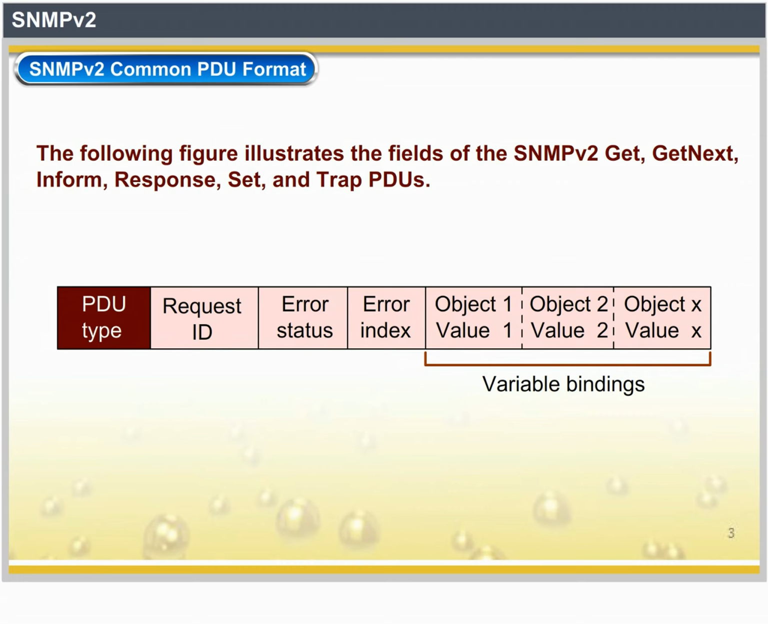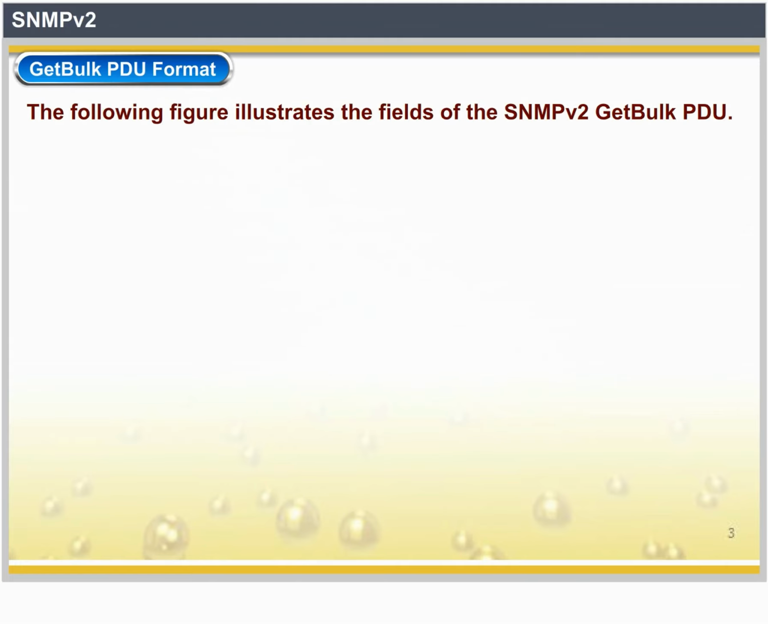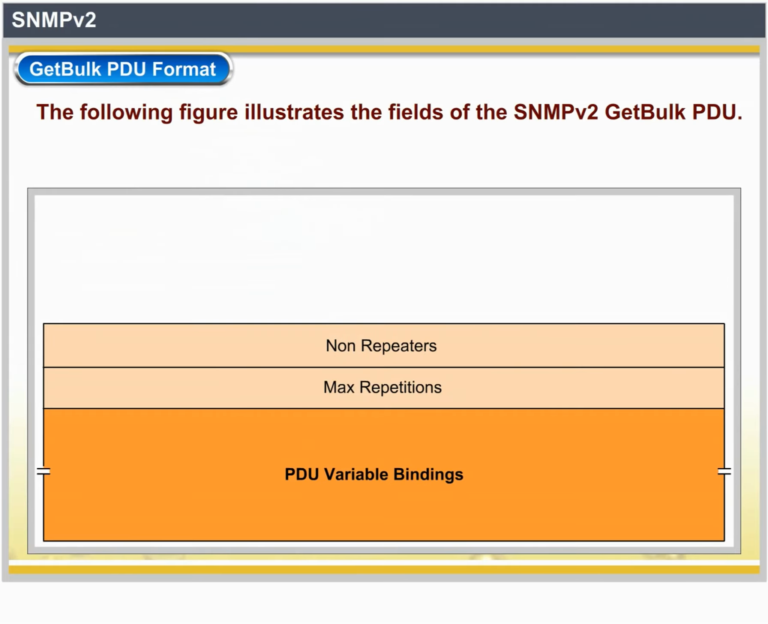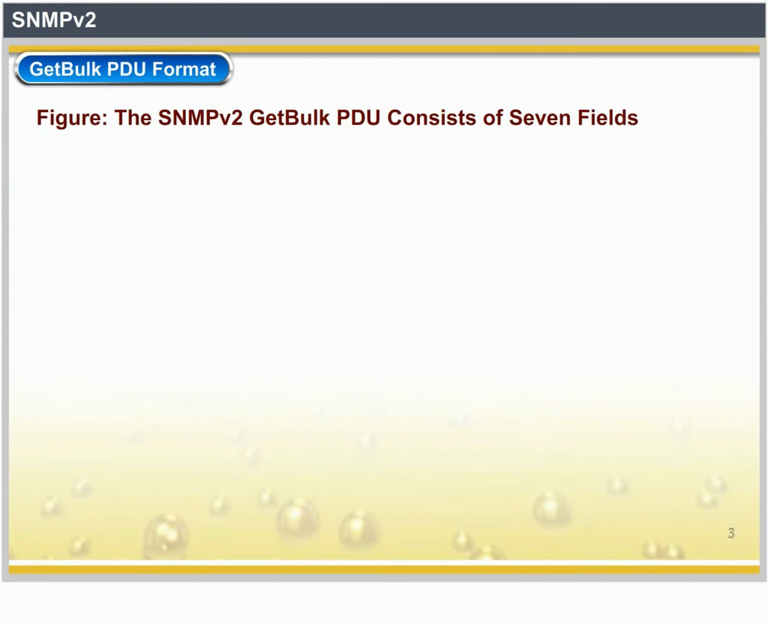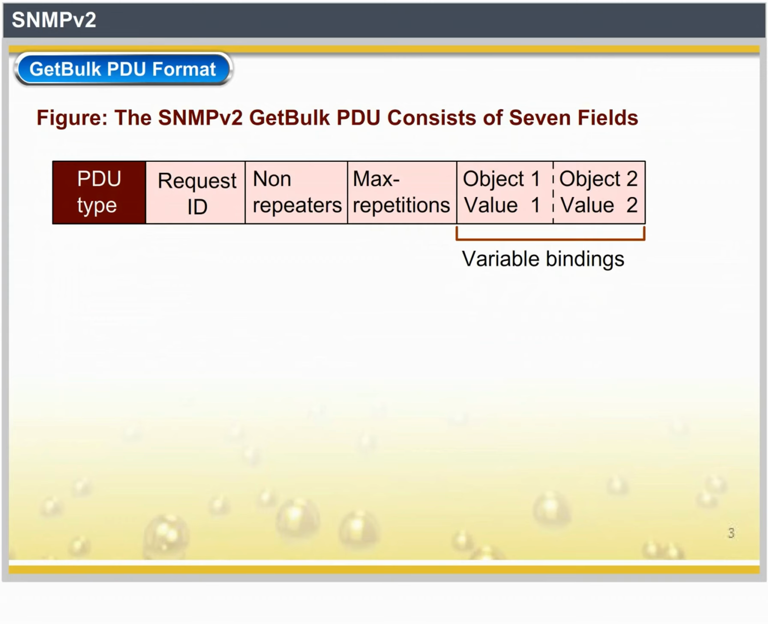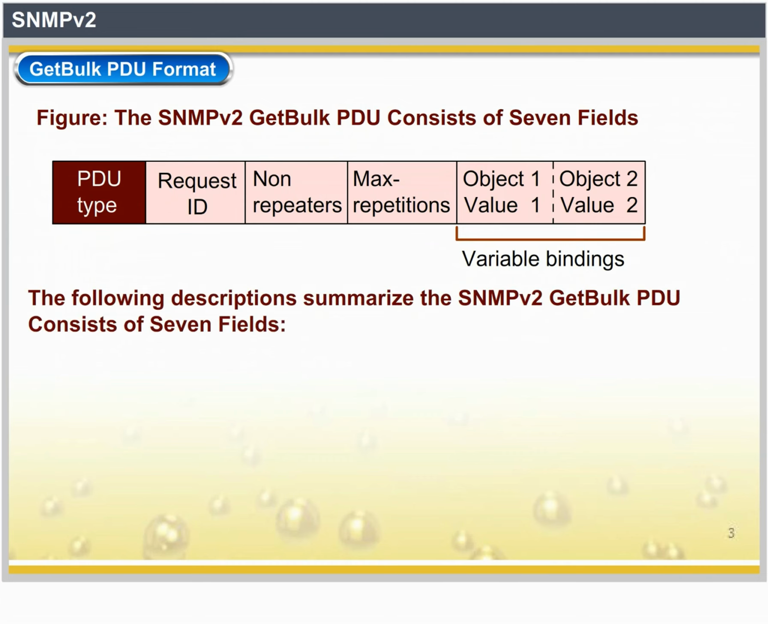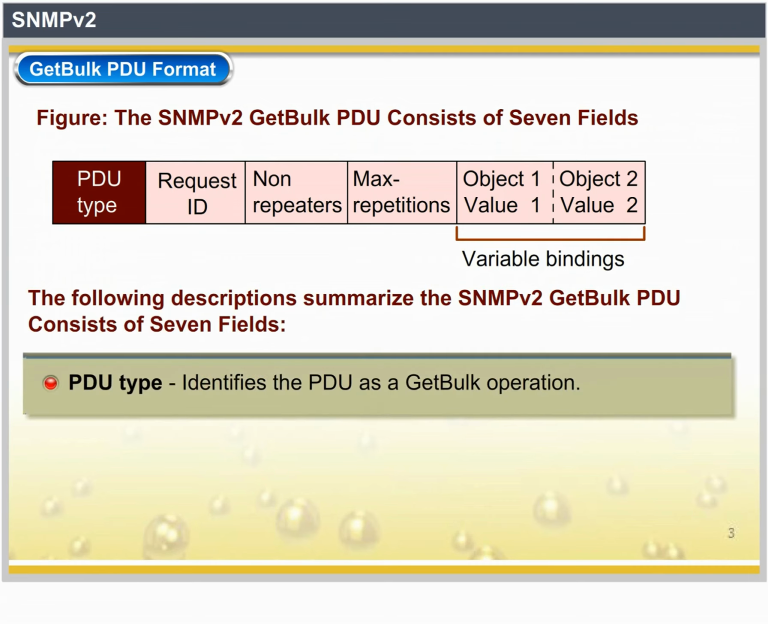Get bulk PDU format. The following figure illustrates the fields of the SNMP v2 get bulk PDU. Figure. The SNMP v2 get bulk PDU consists of 7 fields: PDU type, request ID, non-repeaters, max repetitions, object 1 value 1, object 2 value 2, that is variable bindings. The following descriptions summarize the SNMP v2 get bulk PDU fields. PDU type identifies the PDU as a get bulk operation. Request ID associates SNMP requests with responses.